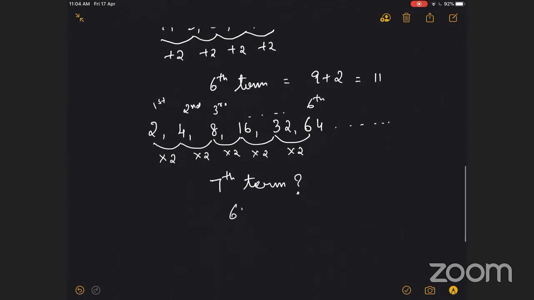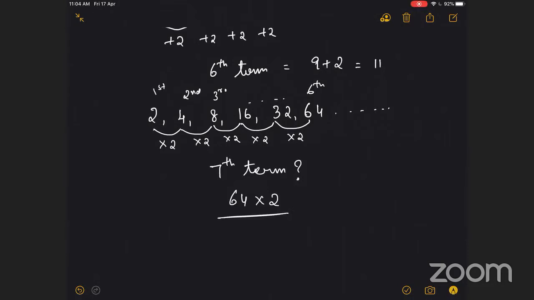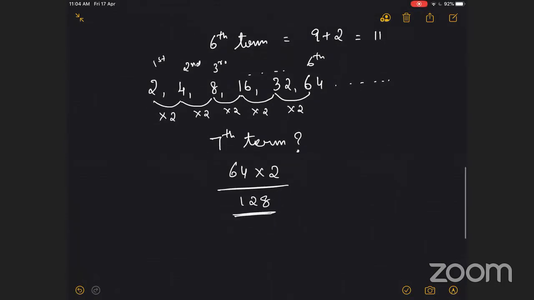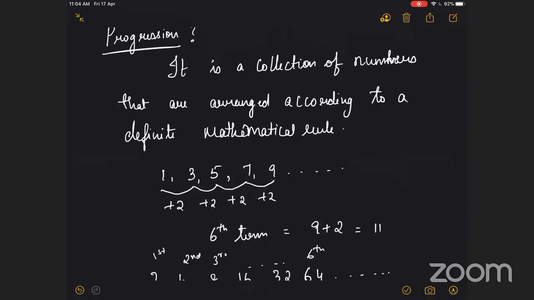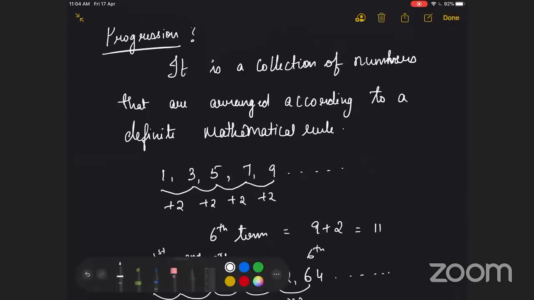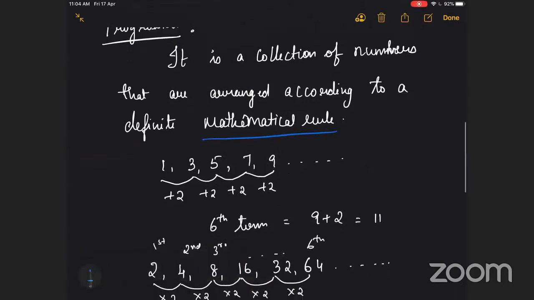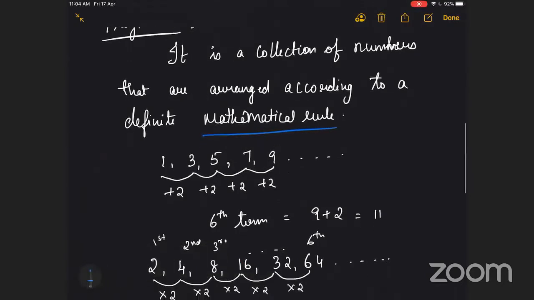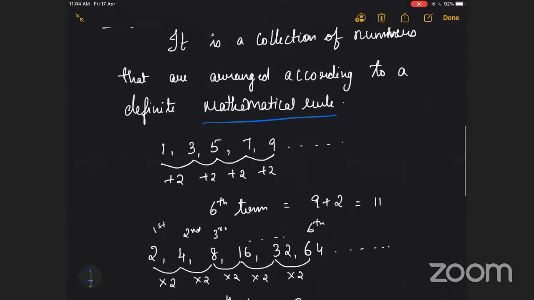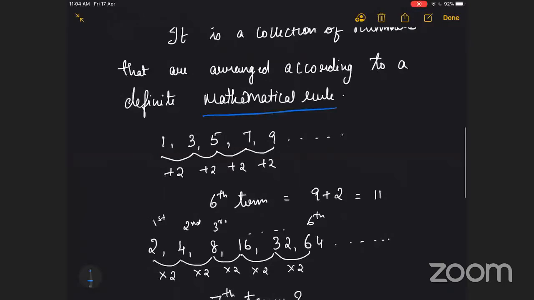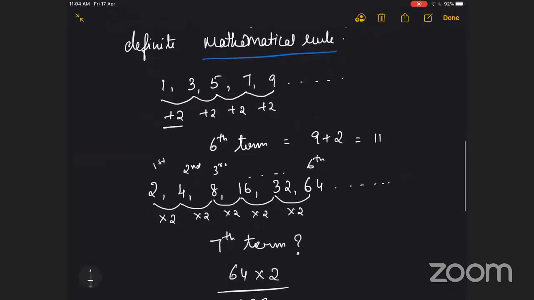So we have 64. What is the mathematical rule being followed? It is a product with 2. So 64 times 2 is 128, so 128 is the next term. I hope this is one type of progression. Now we understood what a progression is: a collection of numbers arranged according to a definite mathematical rule. In the first case, the rule is plus 2; in the second example, it is multiplied by 2.